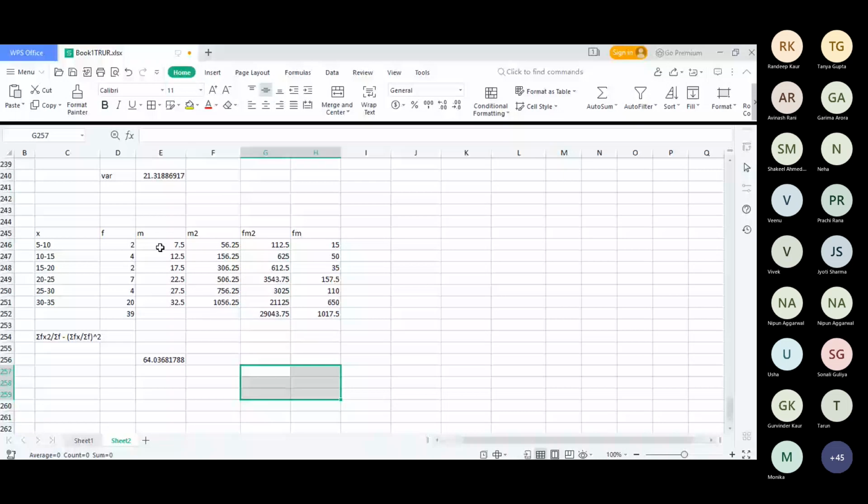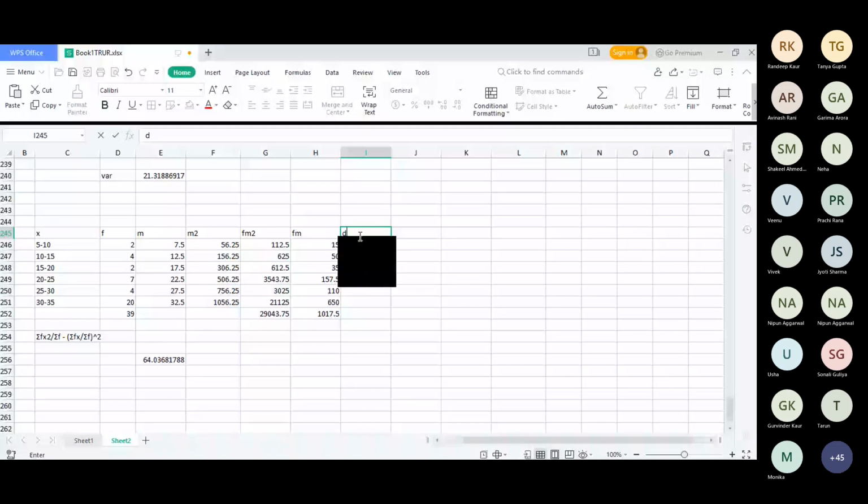So assumed mean method says we have to make one assumption on this. So the assumption can be 7.5 plus 32.5 divided by 2. So 7.5 plus 32.5 becomes 40. 40 by 2 is 20. So you have to check the nearest value to 20 in the data. So we can calculate dm.